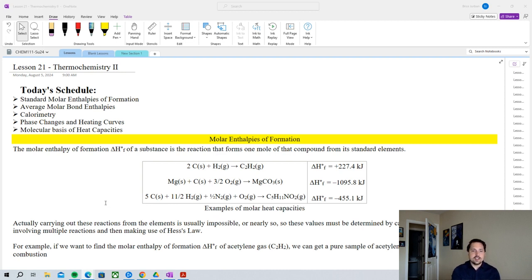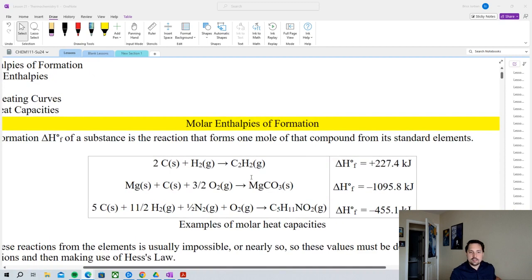So on the last lesson, I discussed molar enthalpies of formation for a compound, and I think it was nitrous acid. And that was the heat that's required or given off in the formation of 1 mole of a substance from its standard elements. And we're going to start by looking at the formation of acetylene, which is the compound C2H2.